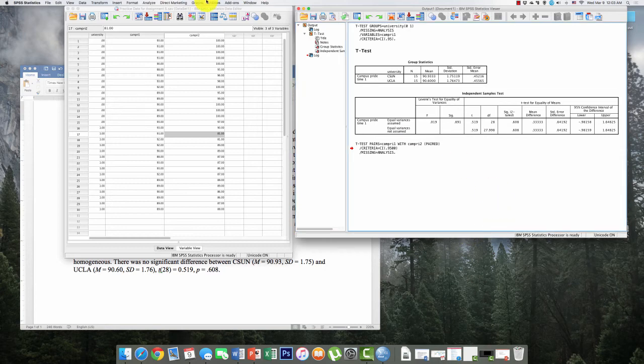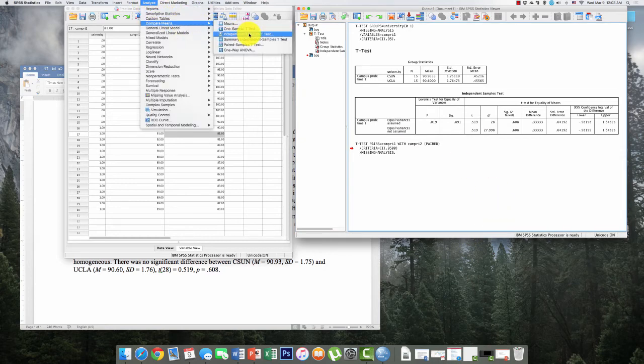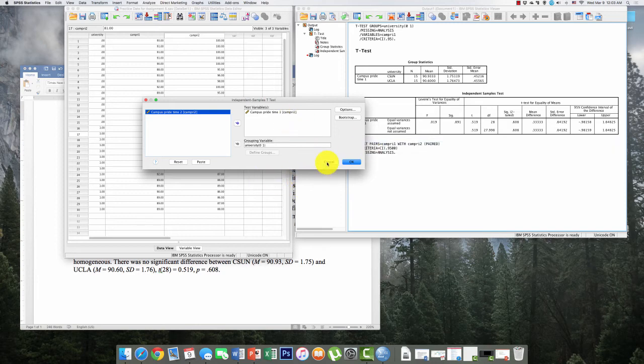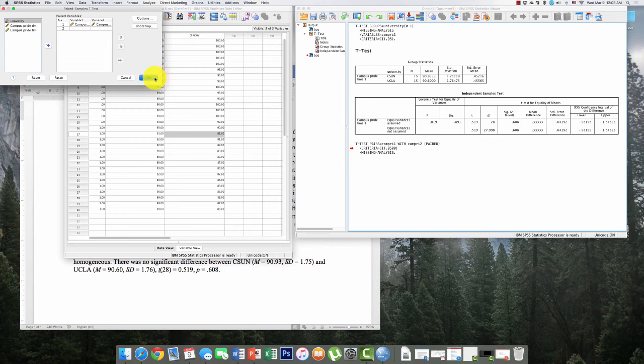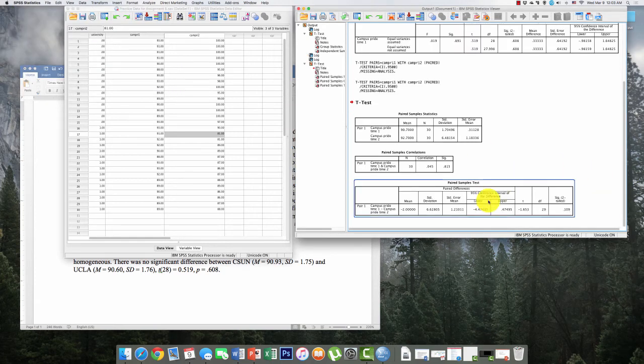Okay, clean that up real quick. Analyze, compare means, independent samples t-test. Oh, sorry, paired samples t-test, hit OK. Okay, so there you go. Now it worked out a lot better. I actually have something to give you guys now. So remember, this is trying to see if there's a difference from time 1 to time 2. Paired samples t-test, within subjects. Okay? So it's the before and after part.